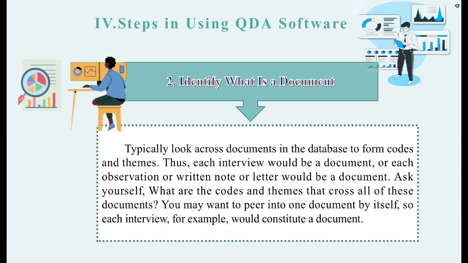Step 2. Identify what is a document. Typically, look across documents in the database to form codes and themes. Thus, each interview would be a document, or each observational written note or letter would be a document. Ask yourself, what are the codes and themes that cross all of these documents? You may want to pair into one document by itself. So each interview, for example, would constitute a document.